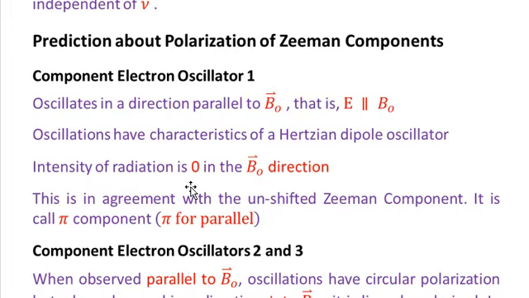And you know that the electric field component which is parallel to B naught cannot be observed in the longitudinal direction. This is only observed when you measure the field in the transverse direction, where the linearly polarized field has electric field parallel to B naught. And you know that this component is referred to as the pi component. Pi stands for parallel. That is, the electric field has a direction parallel to B naught. This is called the pi component.